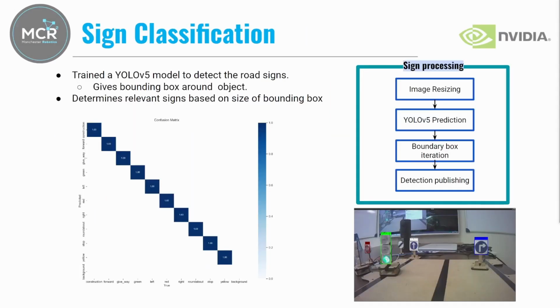For the sign classification, first we change the format of our image to a 640 x 640 resolution. Then we train our YOLO V5 model so it can detect the road signs. The signs are classified based on the size of the boundary box. If the size of the box is too small or too large, the sign won't be detected. When the puzzlebot reaches an intersection, the last sign the robot saw is saved, so it can decide if it has to turn right, left, or go forward.